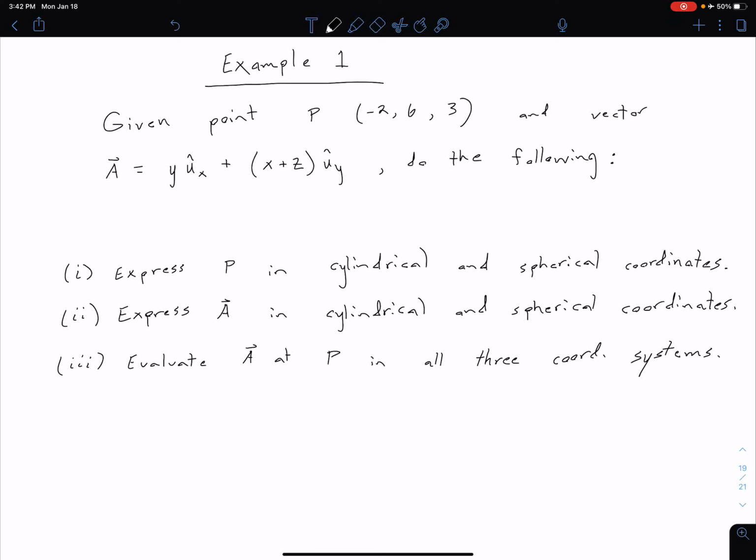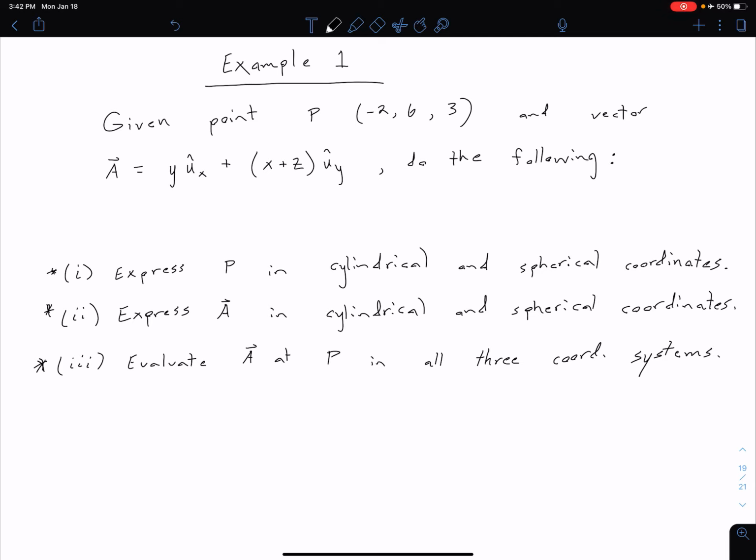For the third part of this example, what we want to do is evaluate our vector A at point P in all three of the coordinate systems. So we're basically taking our answer from part 1 and plugging it into the equations we had from part 2. I'm going to be doing a bit of scrolling up and down so I don't have to rewrite all of our expressions that we found in the previous video.